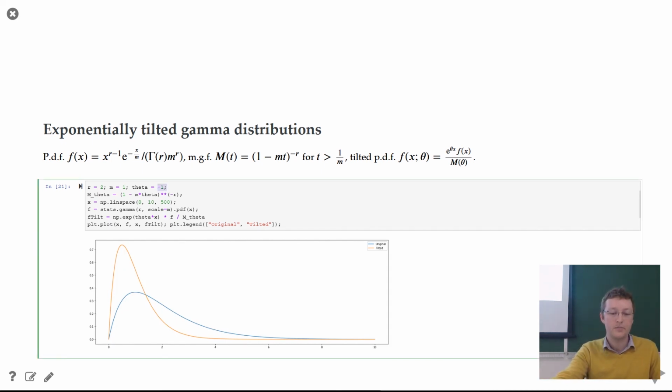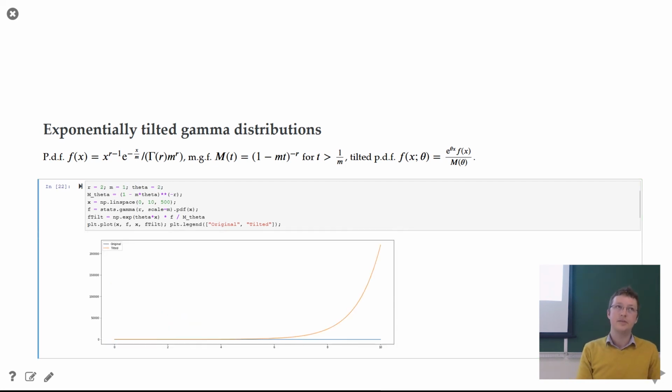But one thing that'll happen is, say, if I try to tilt it by 2, you'll see the whole plot just crashes, because now you're doing e to the 2 times x times something else, and that something else can't normalize it, so the thing just goes off to infinity. It's no longer a distribution function.